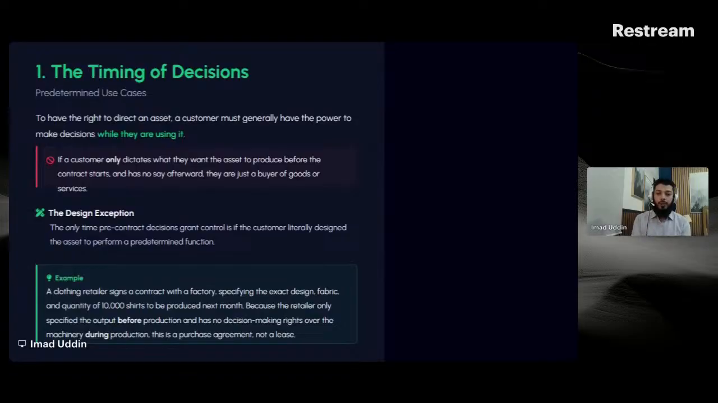So just to clarify that point, here's a quick example. A clothing retailer signs a contract with the factory, specifying the exact design, fabric, and quantity of 10,000 shirts to be produced next month. Because the retailer only specified the output before production and has no decision-making rights over the machinery during production, this is a purchase agreement and not a lease, right? So if the machinery was not specialized and the output was very specialized, and I cannot, as a lessee, change that output, then I do not have the right to control the asset.